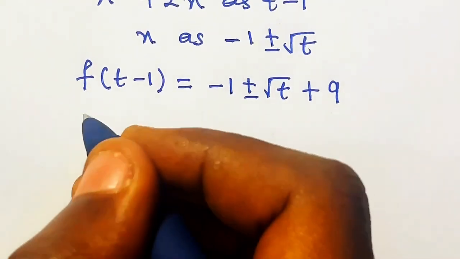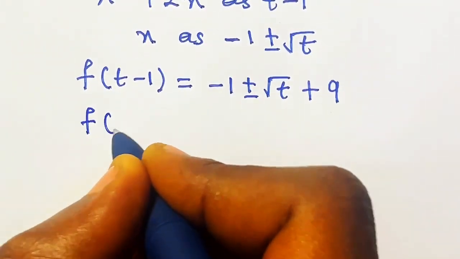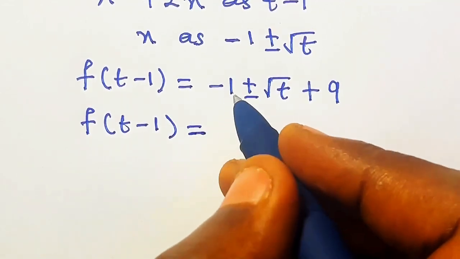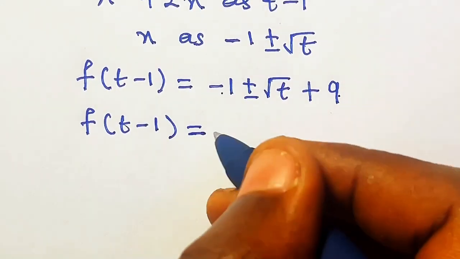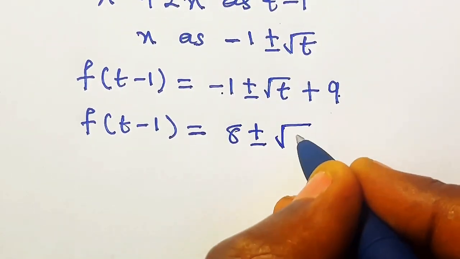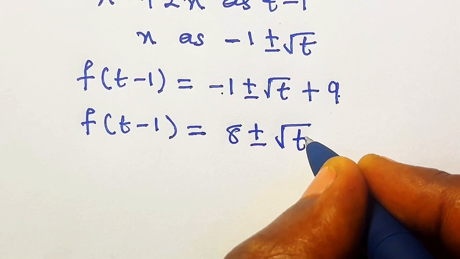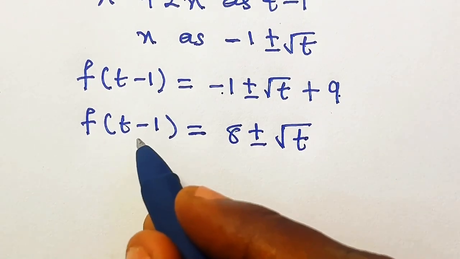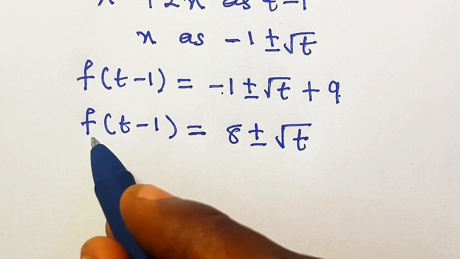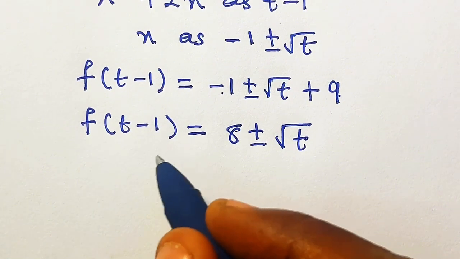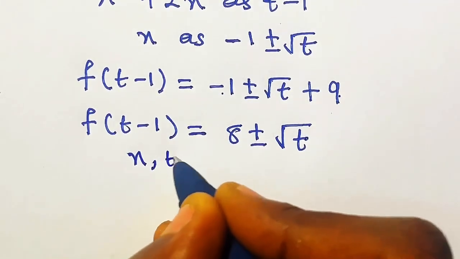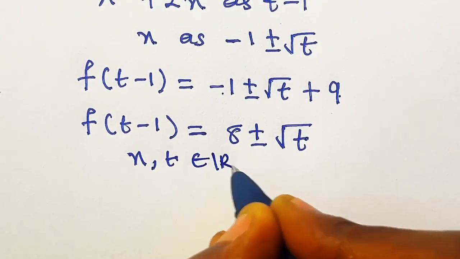So then this will be f of t minus 1 equals minus 1 plus 9, that will give us 8 plus or minus the square root of t. But we are asked to find f of x, not f of t minus 1. So meaning that our t belongs to the real numbers.